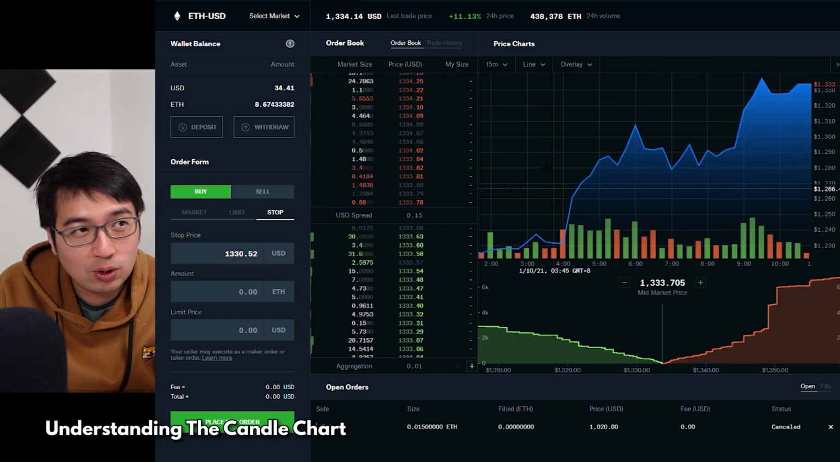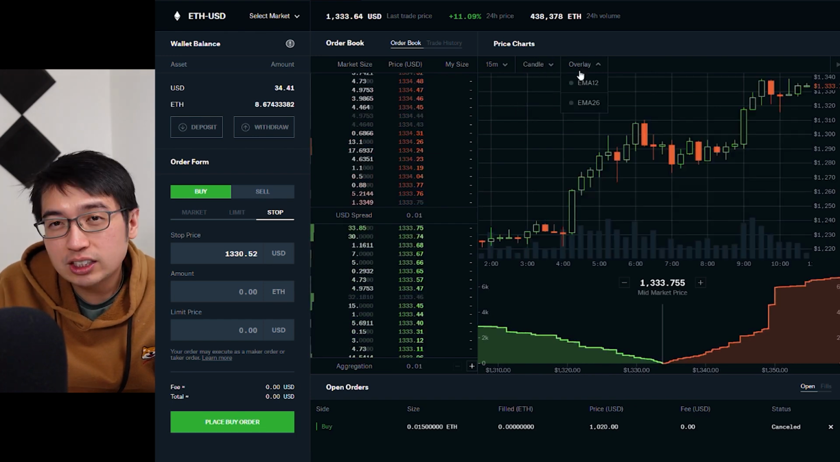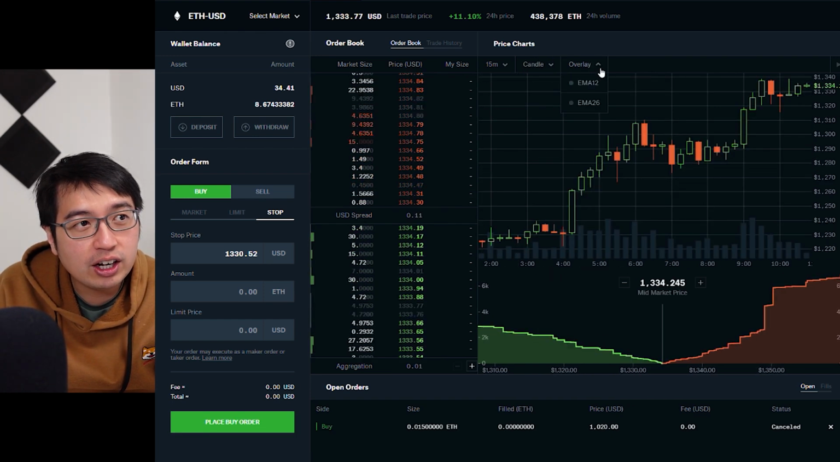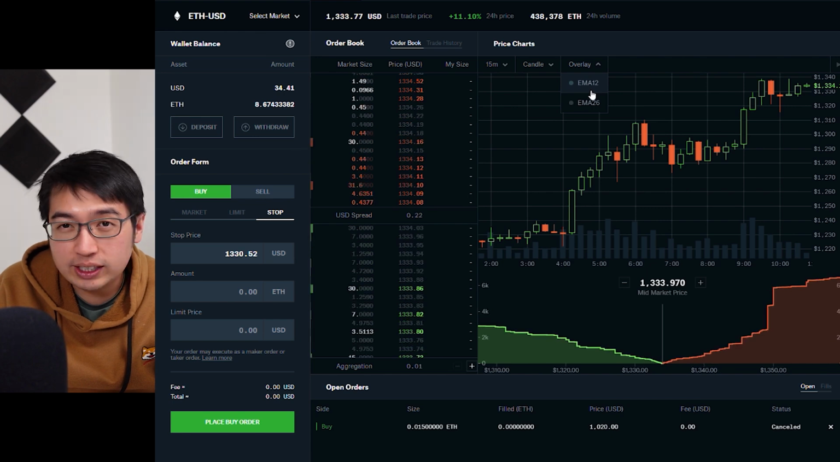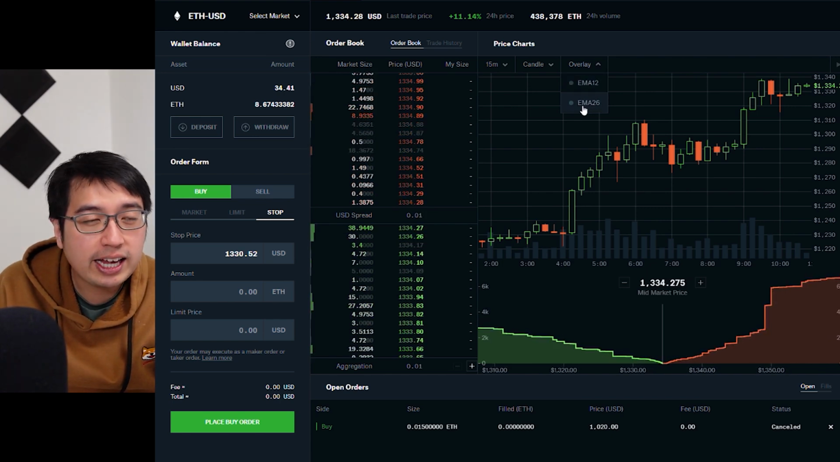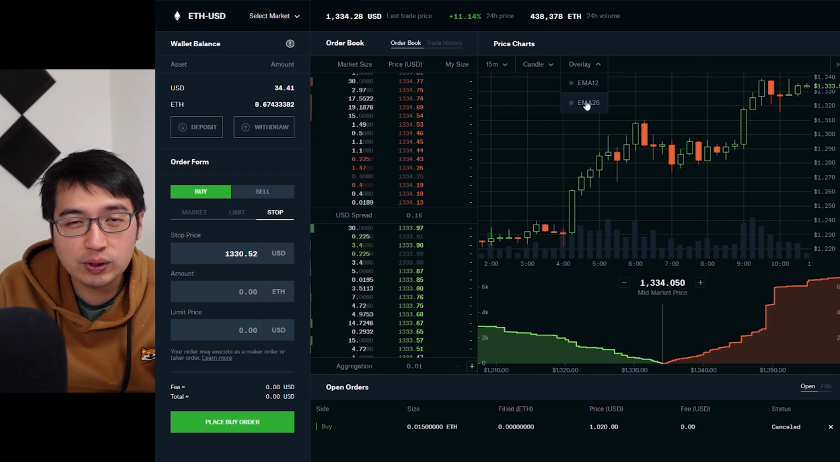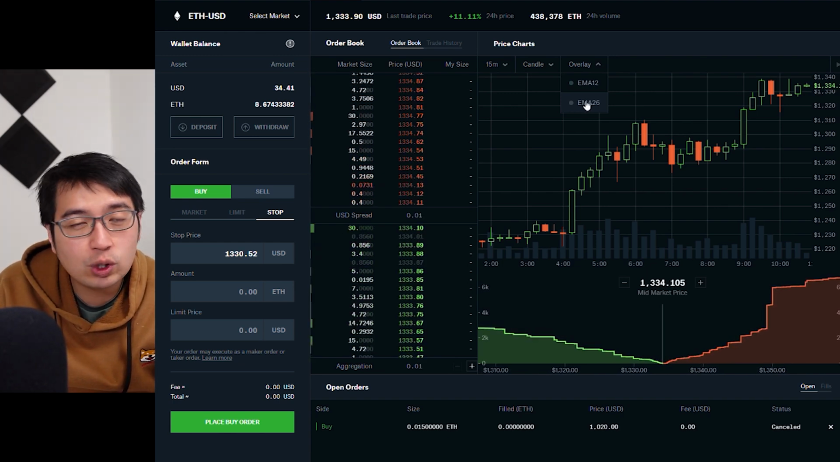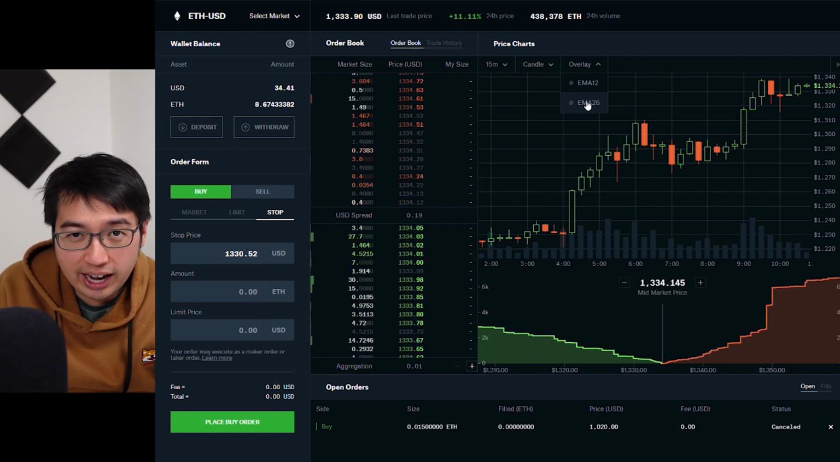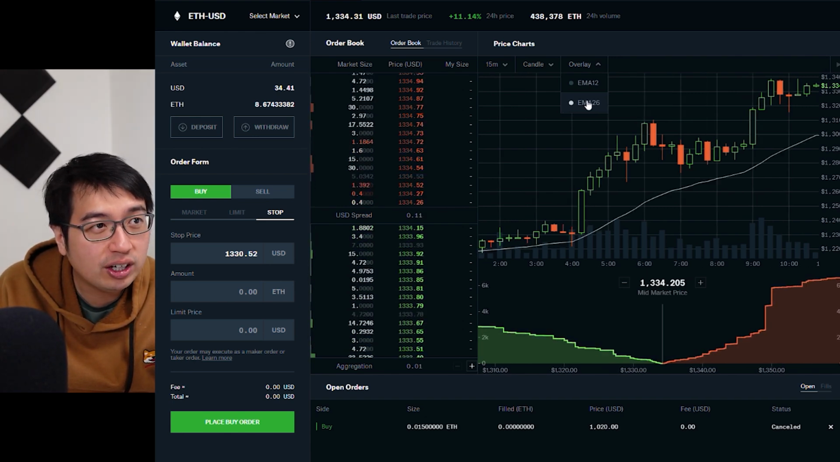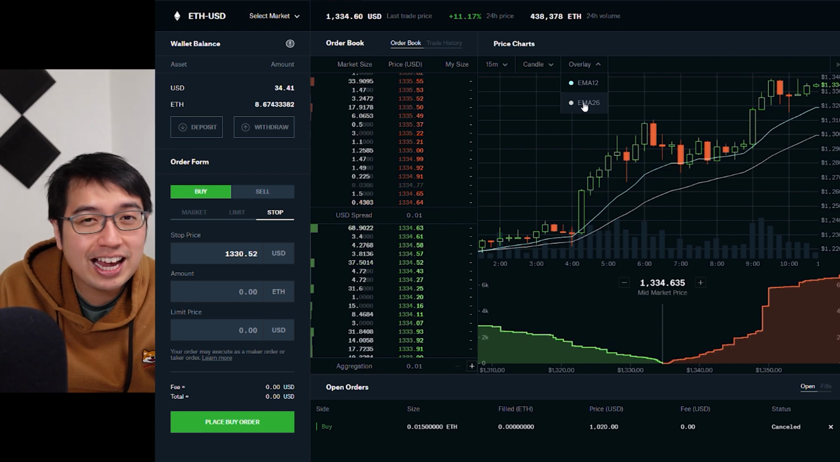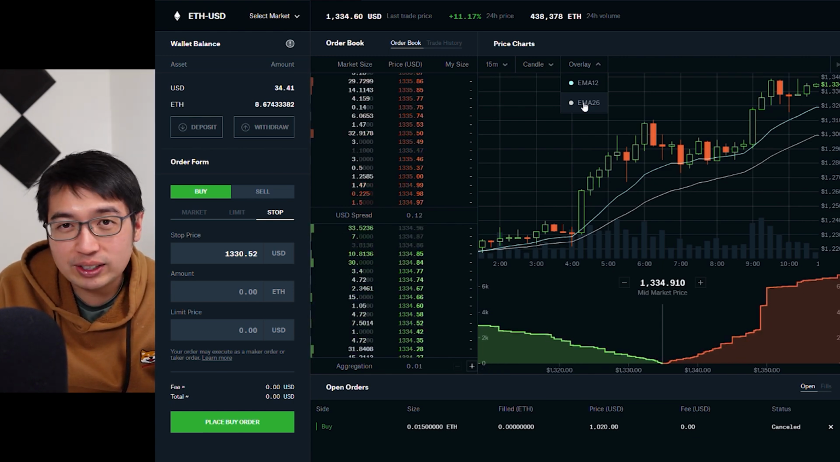Candles will tell you a lot more about a price than the line. So you can also add in an overlay of the EMA 12 and 26. EMA just means exponential moving average. 12 and 26 just shows you the average over 12 units or 26 units. So you can actually add both of these overlays to your chart. So now we have the EMA 26 and 12 charts under our time.